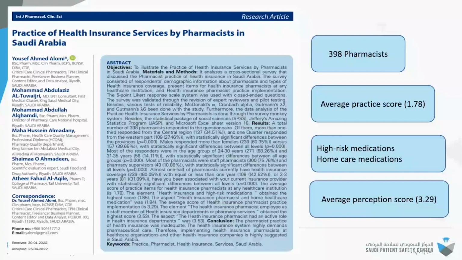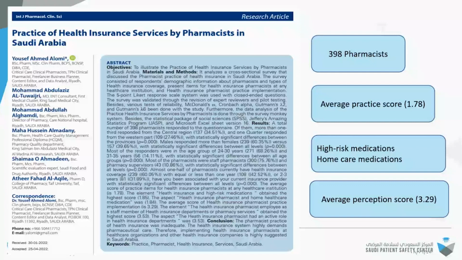It almost reached 3.29. Be careful, because high-risk medication is highly prone to mistakes, and also for home health medication, there is a high percentage of discrepancy at home care. A lot was reported, showing a lot of medication errors in the home health care facilities. Be careful.